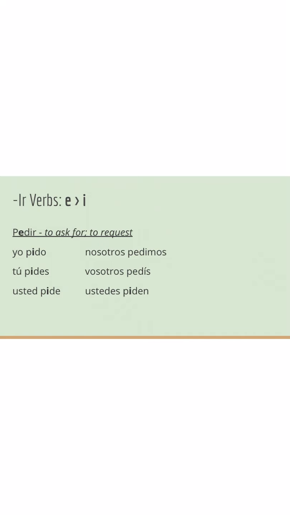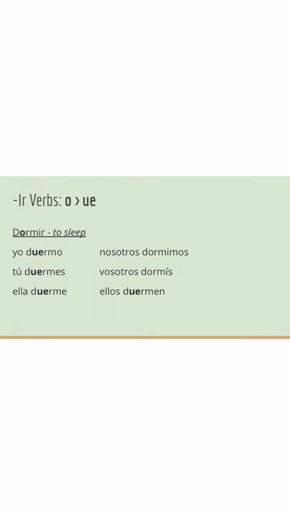Here is an example of an E to I. It is pedir. And this E changes right there in the stem to pido, pides, pide. Pedimos, pedís, and then piden. All right. And our last one that we're going to look at is an example of an O to UE stem change, and that is seen in the verb dormir. This O here in the beginning changes to UE. For yo duermo, tú duermes, ella duerme. And then I stay regular for dormimos, dormís, and I go back for my ellos duermen.